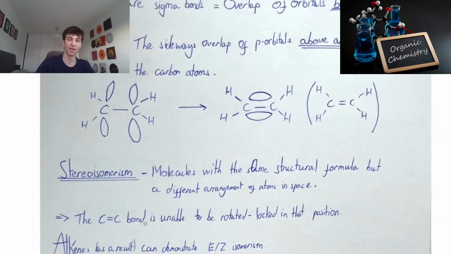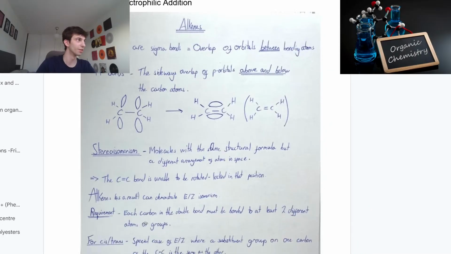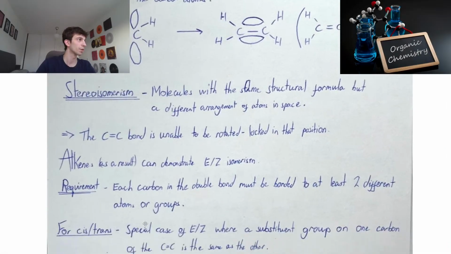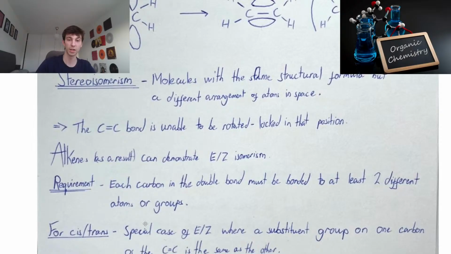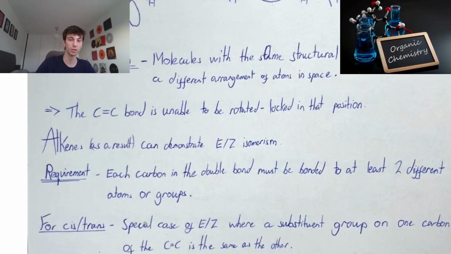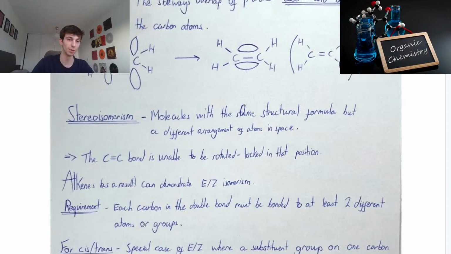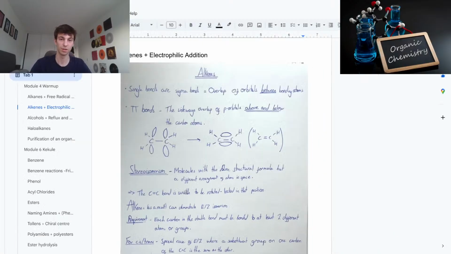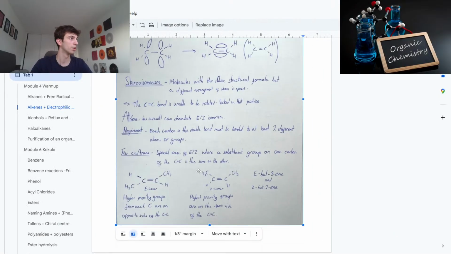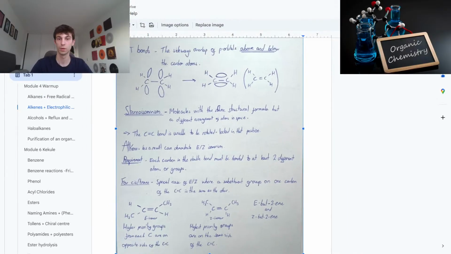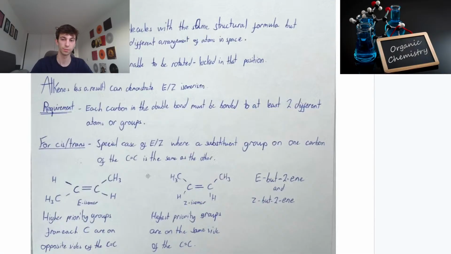So as a result of this, if it lets me scroll down, it's always stubborn with me. There we go. So alkenes can demonstrate EZ isomerism. What is a requirement? Each carbon involved in that double bond must be bonded to at least 2 different atoms or groups. Okay? It's really not letting me, guys. So give me a sec. Okay. Alright, cool.